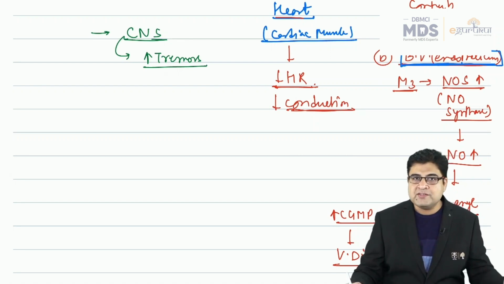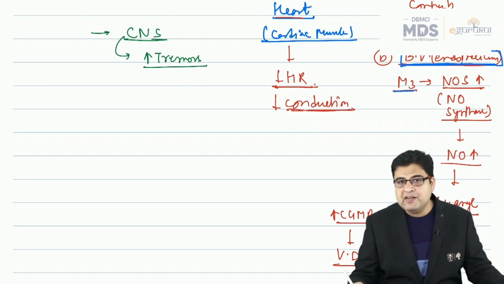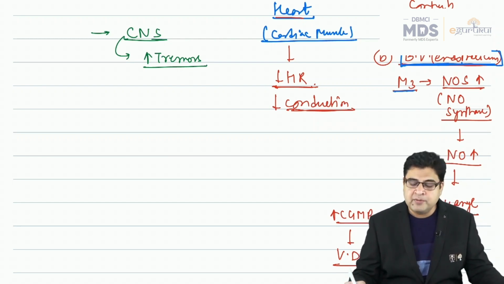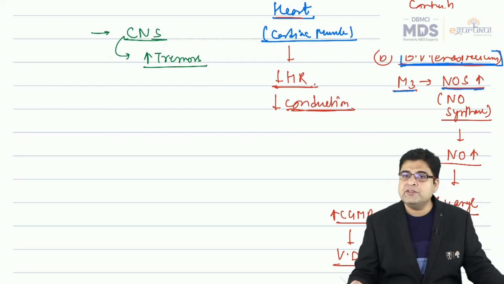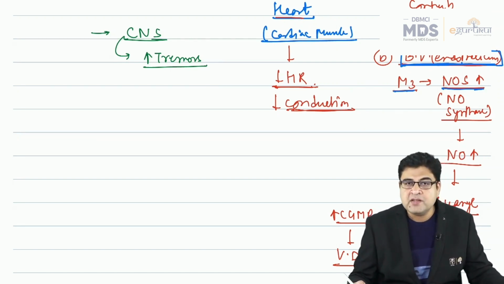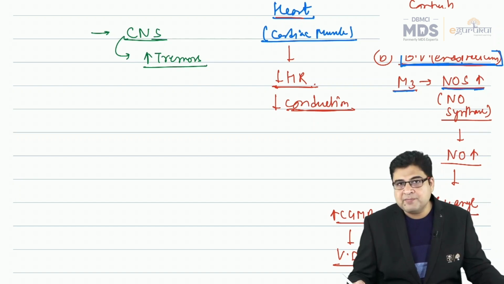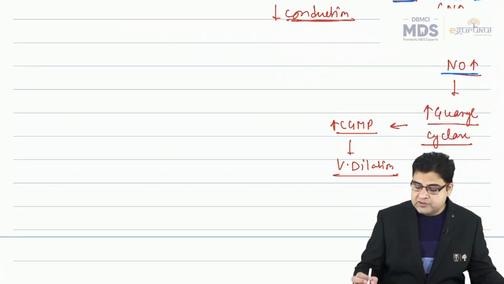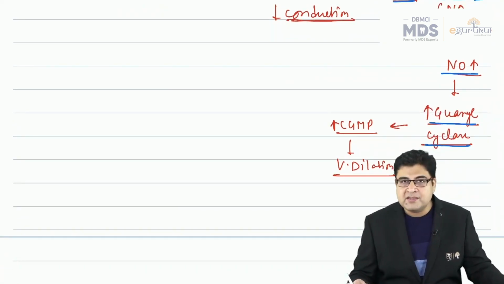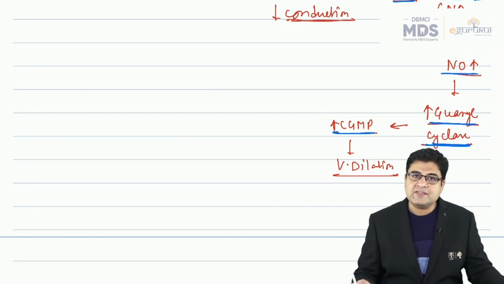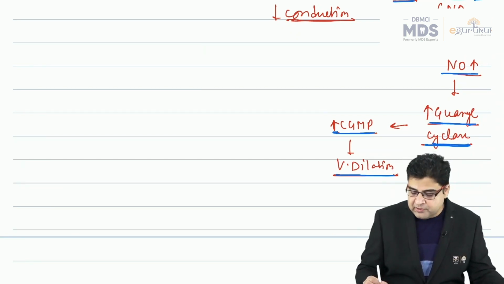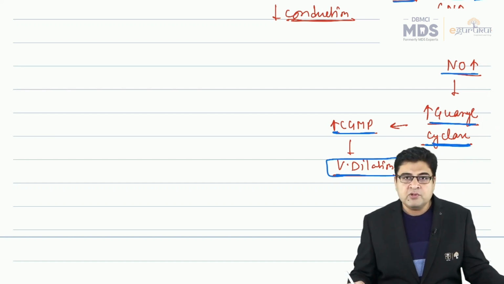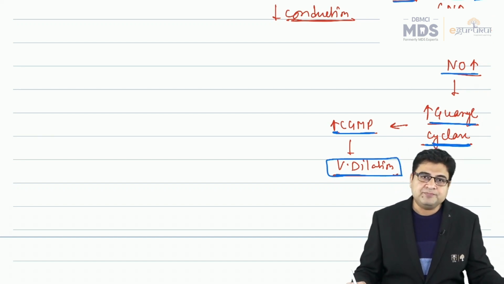Studies have shown that whenever we stimulate muscarinic 3 receptor in blood vessel endothelium, one enzyme is induced in that endothelium. The name of the enzyme is nitric oxide synthase enzyme. And when this enzyme is induced, it is going to form the nitric oxide, and nitric oxide will stimulate the guanyl cyclase. Guanyl cyclase will increase cyclic GMP, and this cyclic GMP will cause vasodilation.